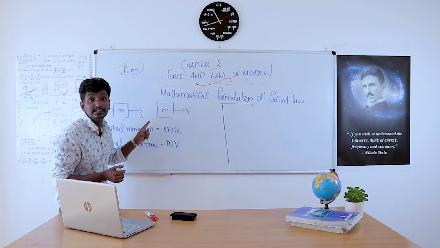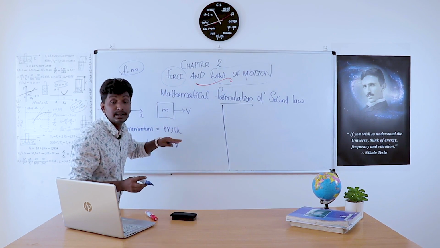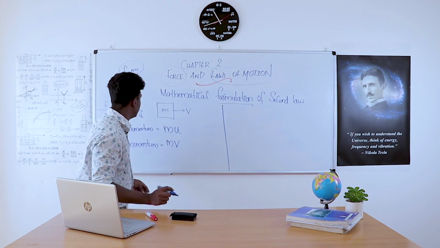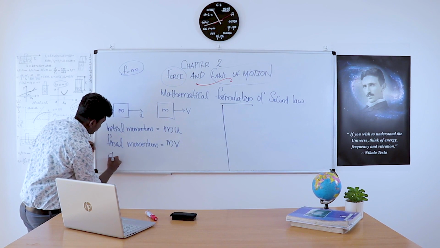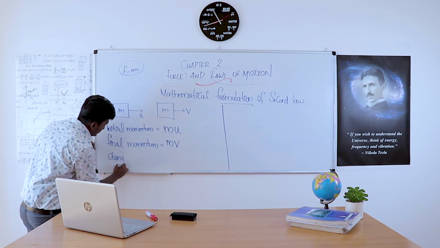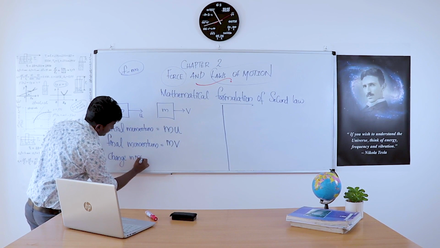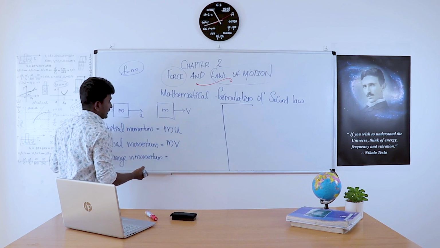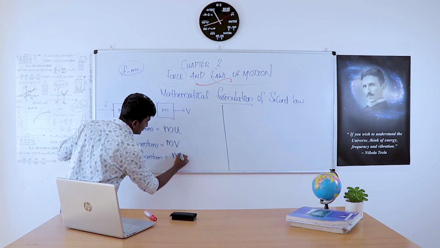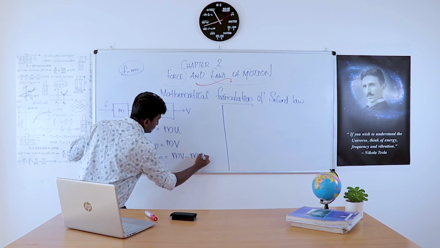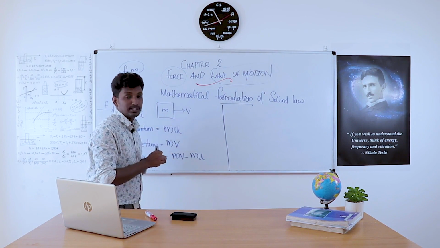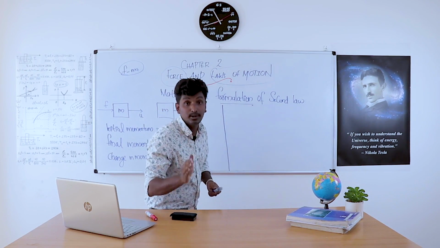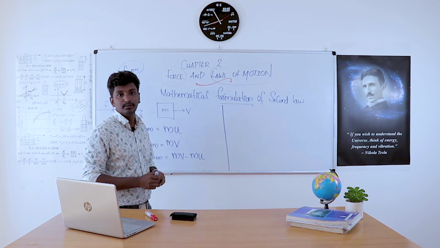Now we can find the change in momentum. Just subtract the initial momentum from final momentum. That will give the change in momentum. That is, change in momentum is equal to final momentum minus initial momentum, that is mv minus mu. Final momentum is mv and initial momentum is mu. Therefore, change in momentum is mv minus mu.